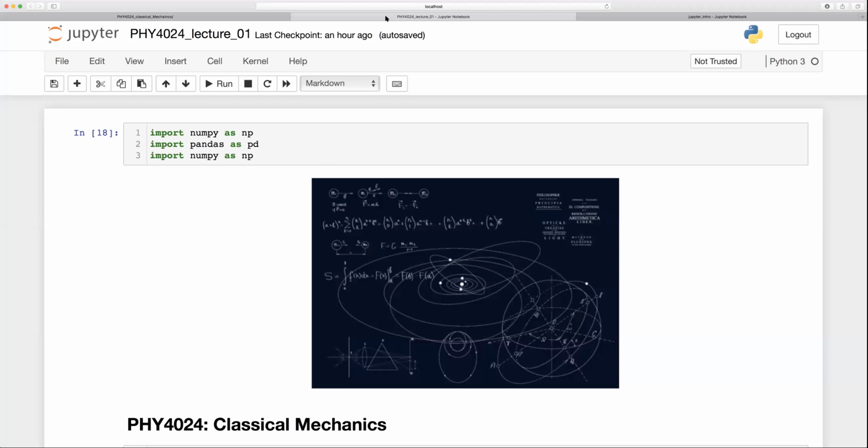Right, so I'm assuming that you can see my screen. I guess you can just post me a chat message or unmute your microphone and let me know in case you can't see my computer screen. You should see a screen with a picture and the topic called PHY4024 lecture 1 in classical mechanics. And if you can't see, please let me know.